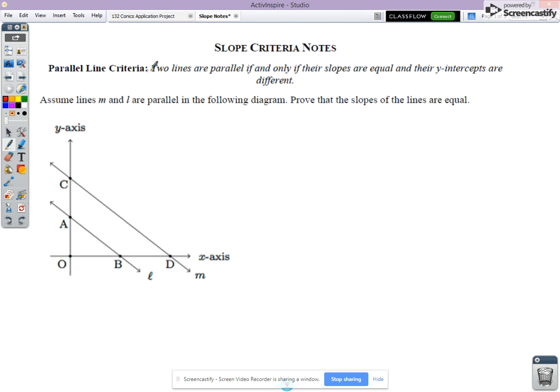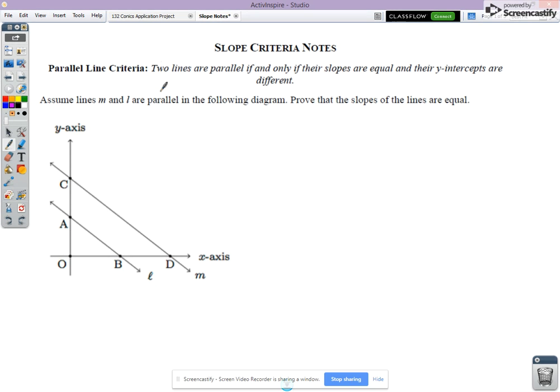So the first criteria is for parallel lines. It says that two lines are parallel if and only if, so that means this goes in both directions, if and only if their slopes are equal and their y-intercepts are different. So today we're going to prove one direction of this. We're going to prove that if lines are parallel, the slopes are equal. And you can infer that the other way would also be true.